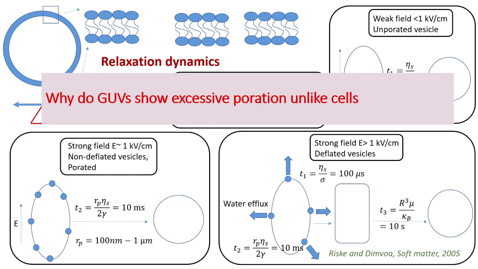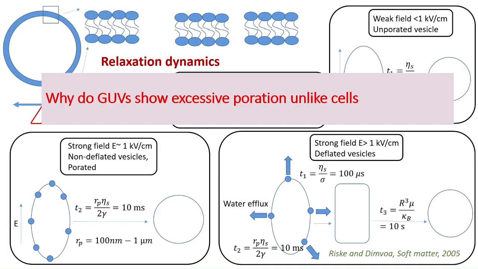So we said that maybe the giant vesicles showed excessive poration, unlike biological cells. What's the main difference between the studies that were conducted till then and the biological cells? And we realized that vesicles are typically formed in very low salt concentrations. One of the speakers in the past also mentioned that you would want to form giant vesicles at low salt concentration. Electroformation doesn't work at very high salt concentration.